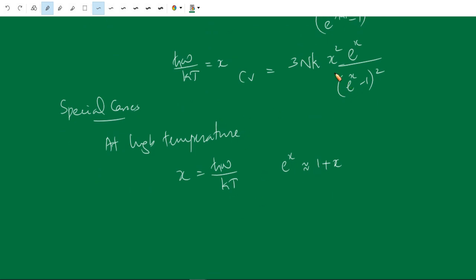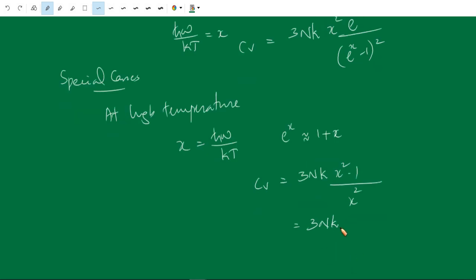Therefore, if we substitute this here in the expression of heat capacity, Cv is equal to 3nk x square e raised to x, where e raised to x is 1 plus x. When x is very small, we can write 1 divided by e raised to x minus 1 as 1 plus x minus 1, which is x square. So therefore, this will be equal to 3nk.